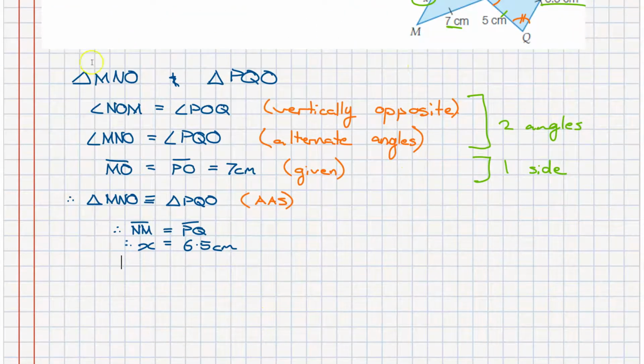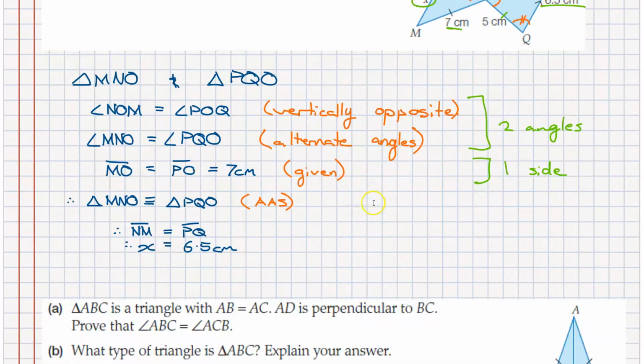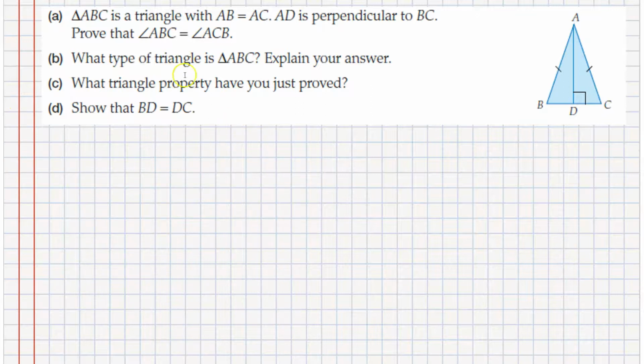So this is an example of how you would be setting out your working out when you're solving these geometric problems. Alright, let's zoom down to our next problem. It's a 4-part problem.